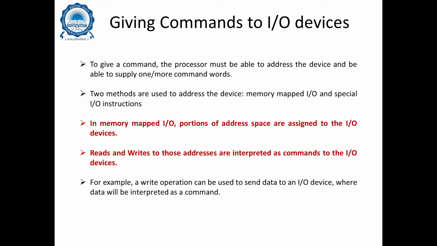In the case of memory mapped IO, a portion of the address space is assigned to an IO device, and the reads and writes to those specific addresses are interpreted as commands to the IO device. Whenever you do a read or a write to that particular address space, it is interpreted as a command to the IO device, because that address space is assigned only for the IO devices. For example, a write operation can be used to send data to an IO device, where the data will be interpreted as a command. That's how this works basically for an IO device.